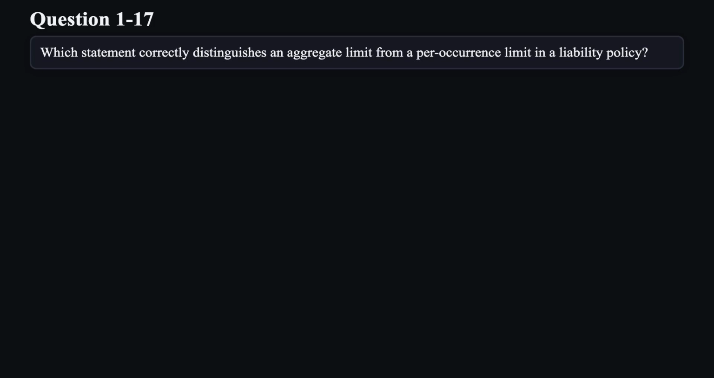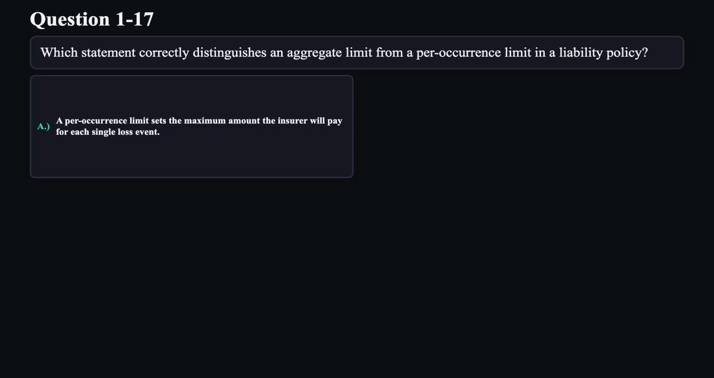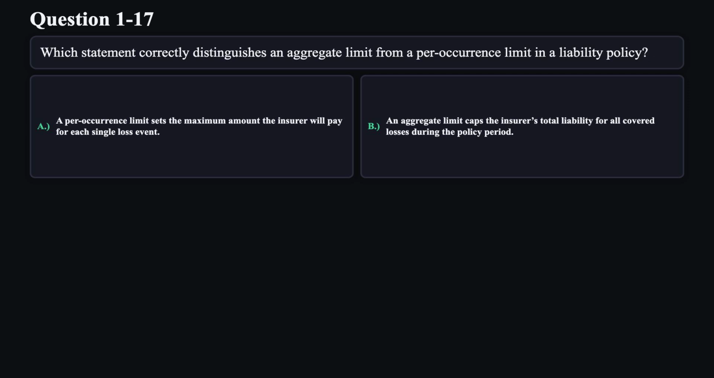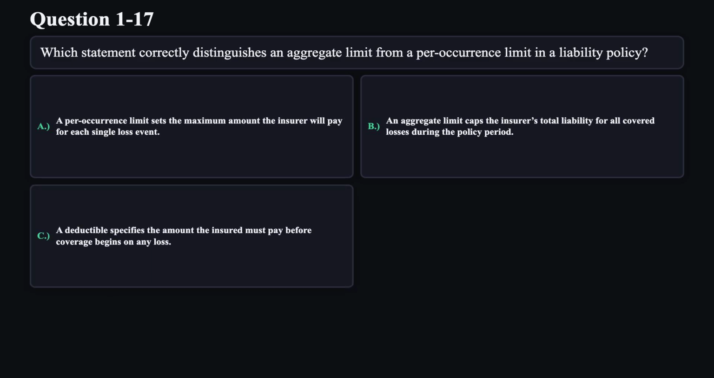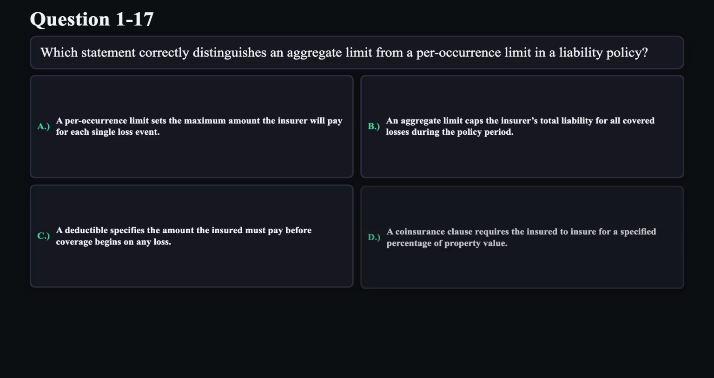Question 17. Which statement correctly distinguishes an aggregate limit from a per-occurrence limit in a liability policy? A. A per-occurrence limit sets the maximum amount the insurer will pay for each single loss event. B. An aggregate limit caps the insurer's total liability for all covered losses during the policy period. C. A deductible specifies the amount the insured must pay before coverage begins on any loss. D. A coinsurance clause requires the insured to insure for a specified percentage of property value.